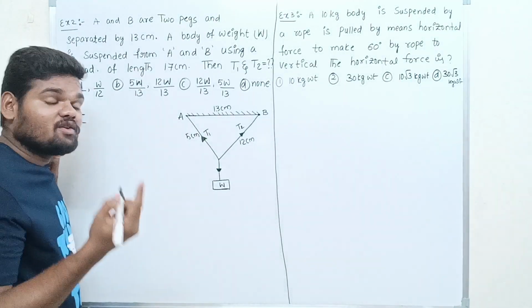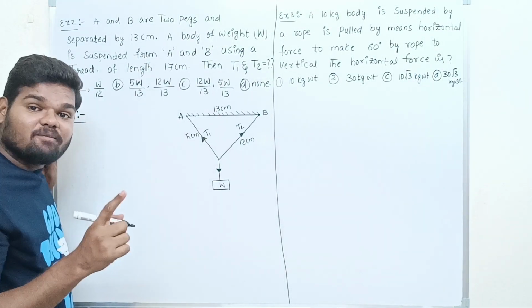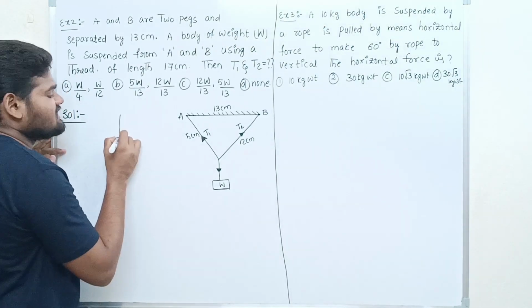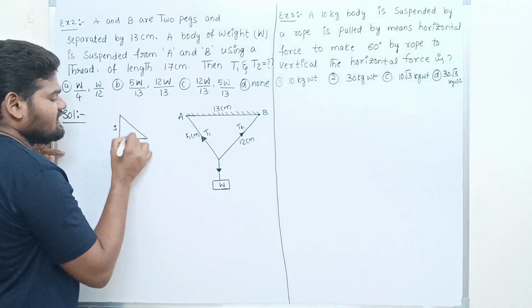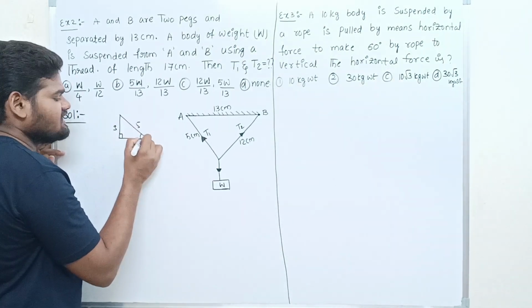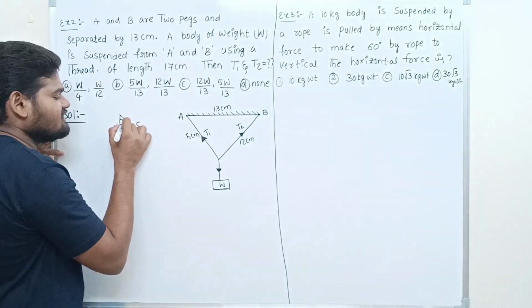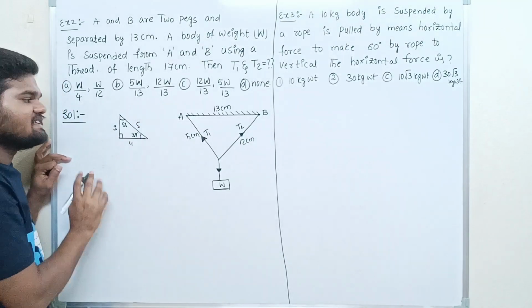So we know about the 3 4 5 triangle. What is a 3 4 5 triangle? This is a 3 4 5 triangle. This angle is 90 degrees, this is 37 degrees and this is 53 degrees. We know about this triangle.